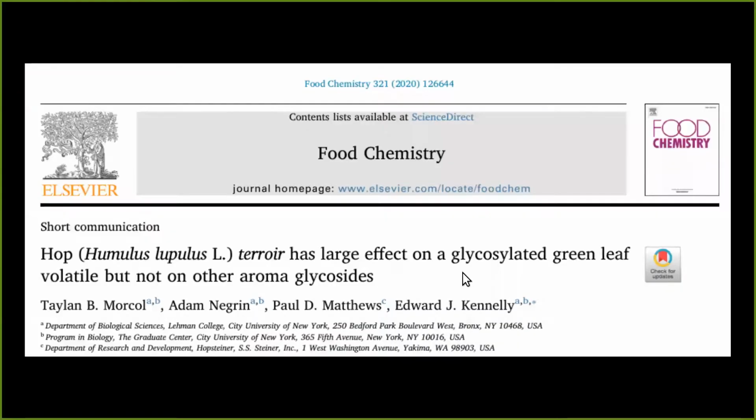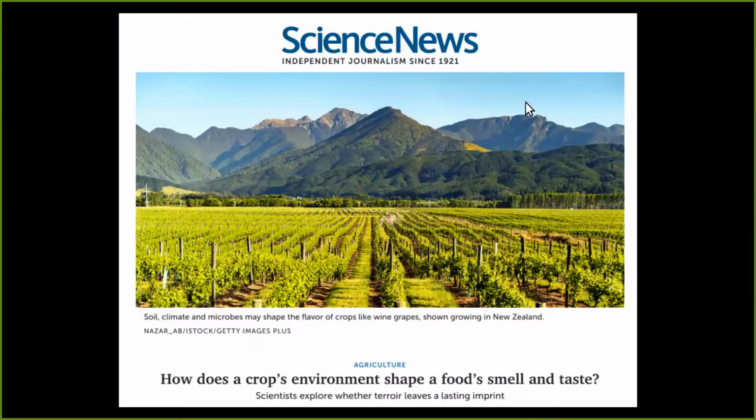And these findings were also published in the journal Food Chemistry last year. And then this article was covered in a Science News article, sort of a popular science magazine, along with some other studies looking at terroir. So this was a really nice study. I think they also looked at grapes and coffee and things like that. So this was a really nice bonus.